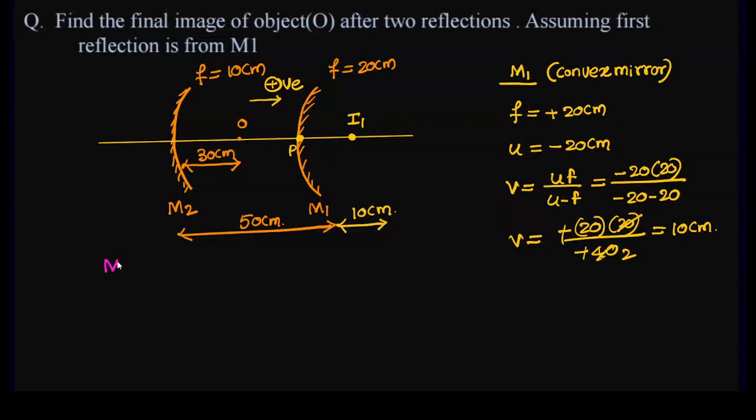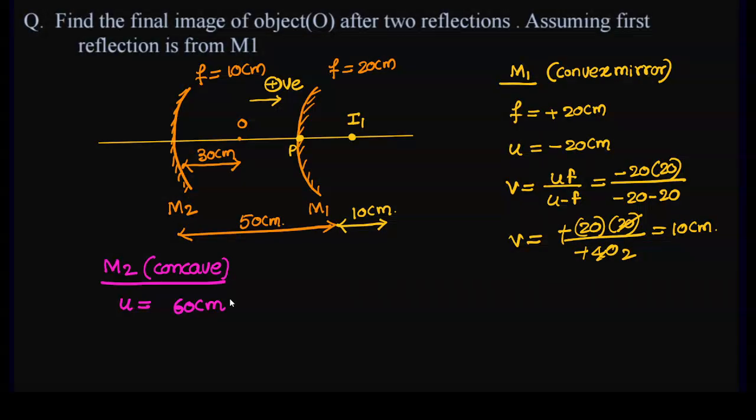Now this image is the object for M2. Now let's talk about the M2 mirror. M2 is concave. So the object distance is how much? 60. Plus 60 or minus 60?